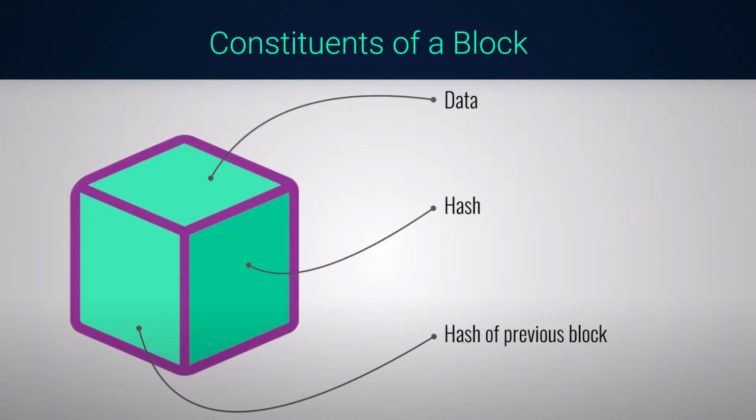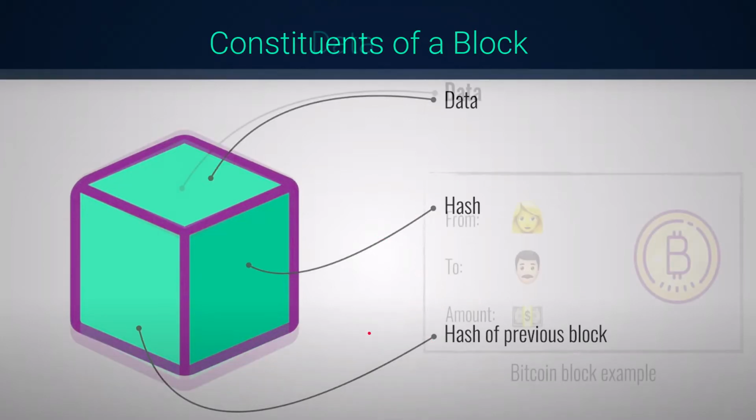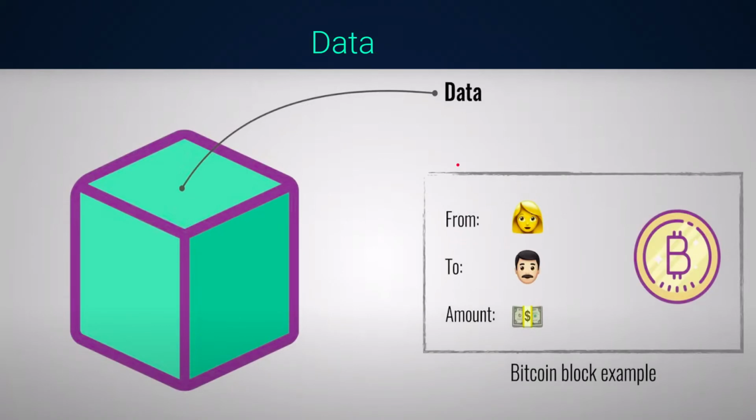To understand blockchain more concisely, we have to check out the constituents of a block. A block consists of three main parts: the data part, the hash, and the hash of the previous block. The data stored in a block depends upon the type of blockchain. For example, if it is a Bitcoin blockchain, then the data stored in that block will be related to the transaction, such as the sender's name, receiver's name, and the transaction amount.